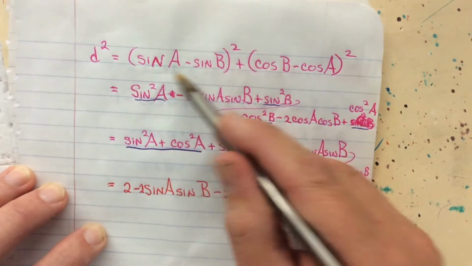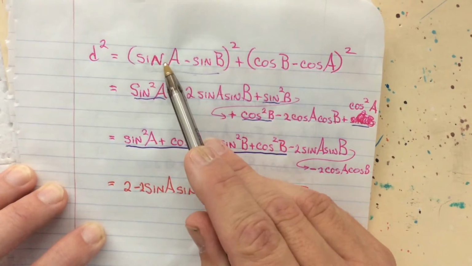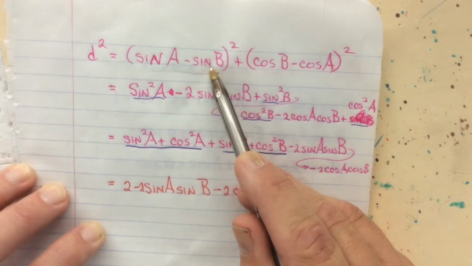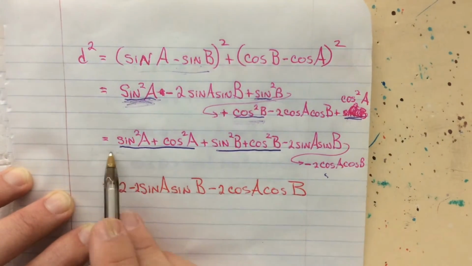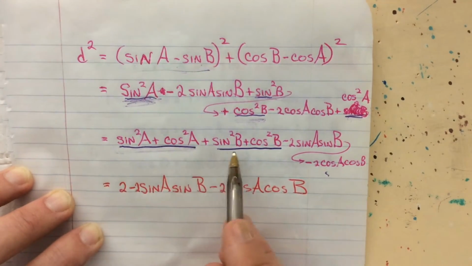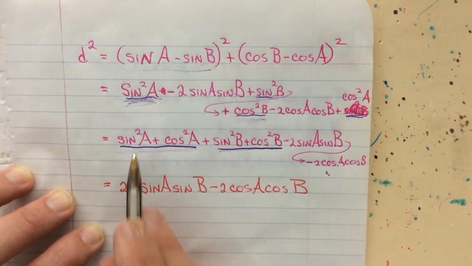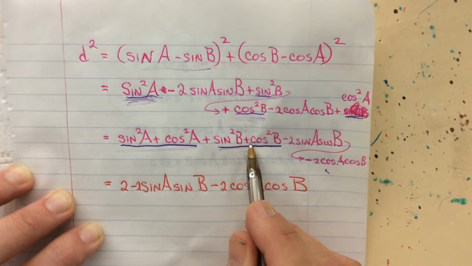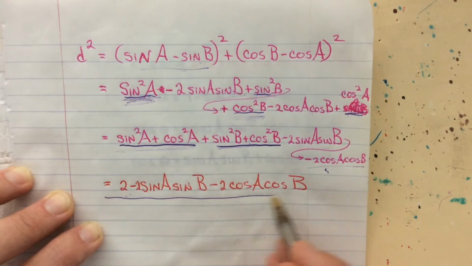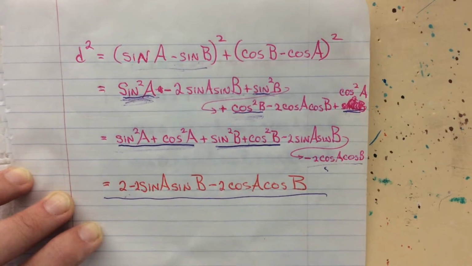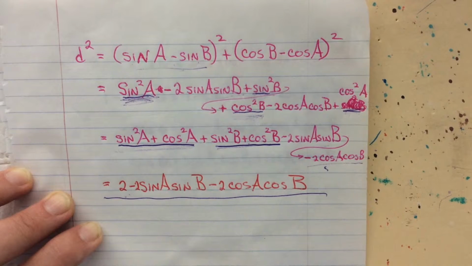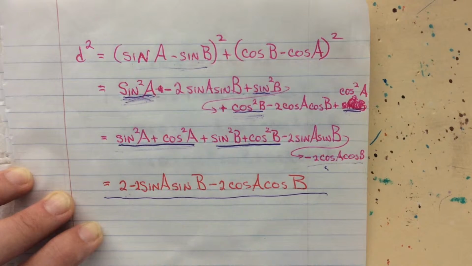If I square this, I get sine squared of A minus 2 sine A sine B. Rearrange those and put them together, and you've got 1 and 1, which of course make 2. And then you've got the minus 2 sine A sine B, and the minus 2 cosine A cosine B.